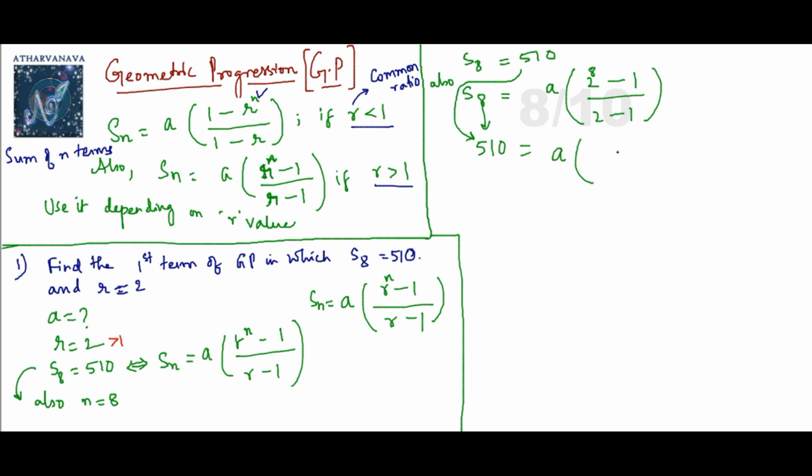Then a value, of course, I don't know. And then 2 power 8 minus 1 by 2 minus 1. 2 power 8 minus 1, don't think of doing 2 minus 1 and then power 8, no. That's not going to happen. 2 is having the power 8 and subtract 1 from it. But first we will do the denominator part. We are focusing on the denominator part. 2 minus 1 is 1.